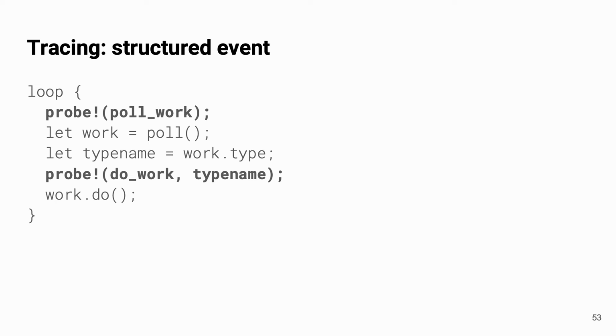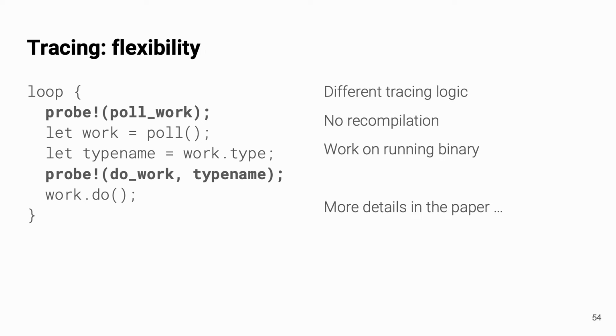So how can tracing help us? Well, instead of baking the decision of what to measure into the code base, you instead declare events with parameters indicating the context. And you can write different tracing logic against the same binary. No recompilation is required. You can even trace the existing running program, which is great for troubleshooting production servers. And I can talk more about the technical details underlying it during the break.